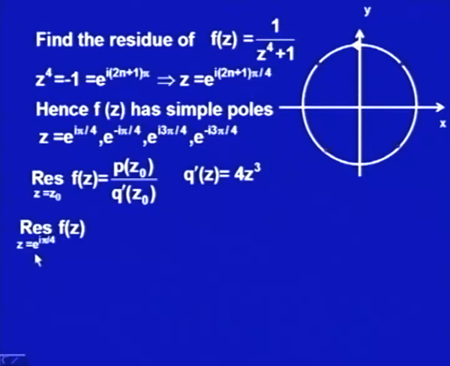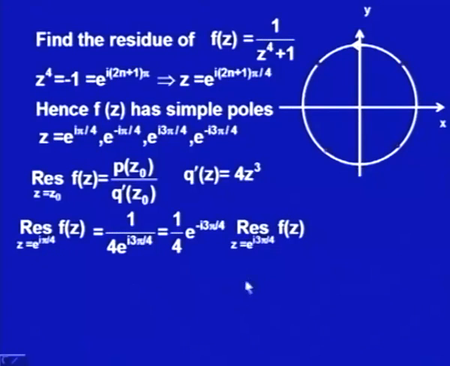So, the residue at e to the power i pi by 4 would be 1 upon 4 times e to the power i pi by 4 cubed, that is e to the power i 3 pi by 4, or in other words we could write 1 upon 4 times e to the power minus i 3 pi by 4. Similarly, the residue at z equal to e to the power i 3 pi by 4 would be 1 upon 4 e to the power i 9 pi by 4, or 1 by 4 times e to the power minus i 9 pi by 4.